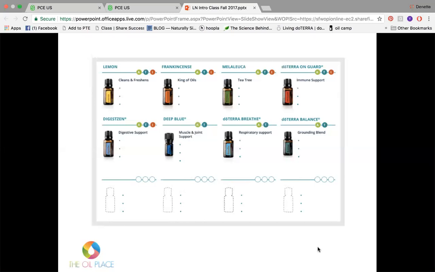doTERRA On Guard is an immune support blend. You can use this one aromatically, topically, and internally. There is an entire line dedicated to On Guard. So there's On Guard toothpaste, foaming hand soap, cleaner concentrate, laundry detergent, throat lozenges, beadlets, and soft gels. That is what is going to help your body fight off any immune issues that your body might come in contact with.